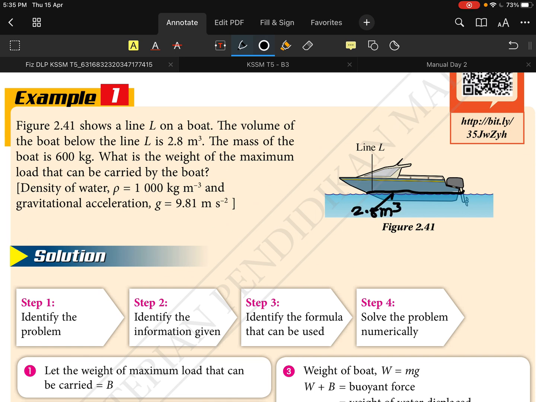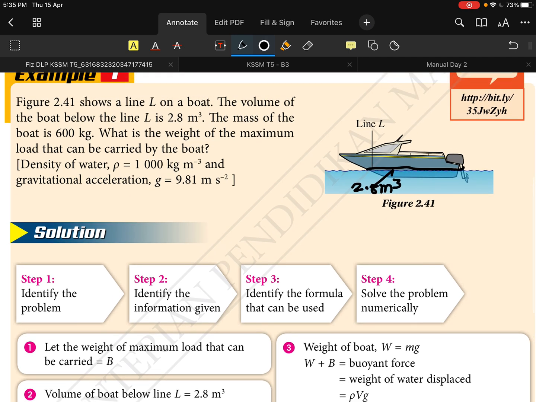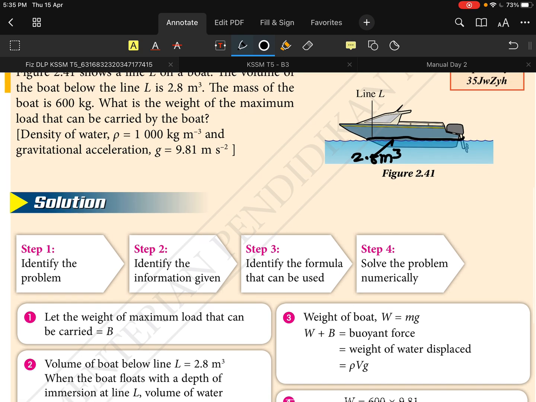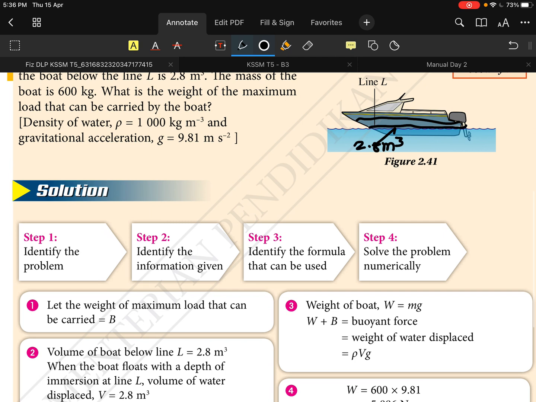The volume below line L is 2.8 meter cube. So you want to find the maximum amount of weight that the boat can carry so that it will still be in equilibrium. If you add too much, it will go over the level that you want. You want to stay below the level of 2.8 meter cube. You want to make sure that it's below there.